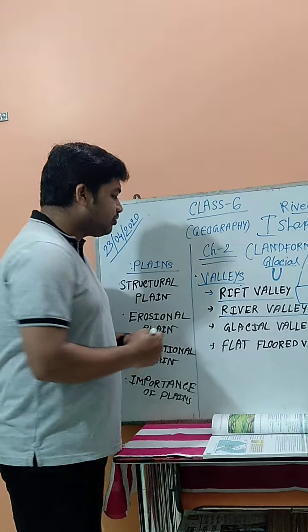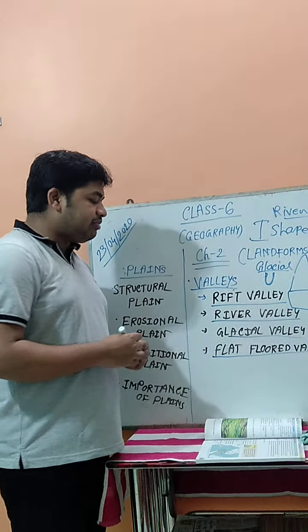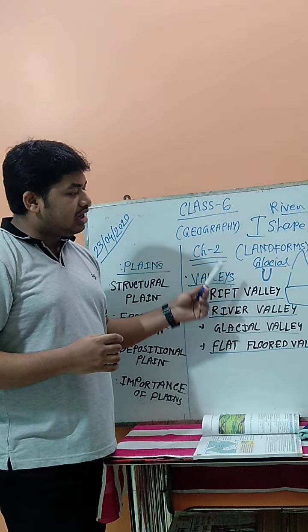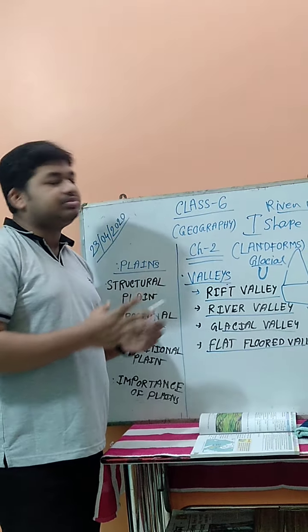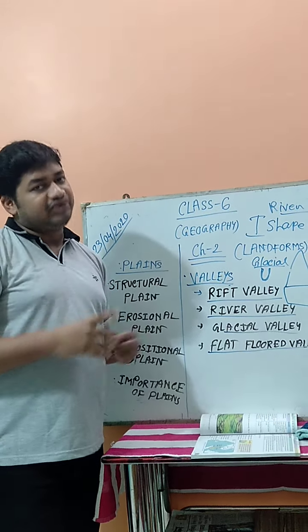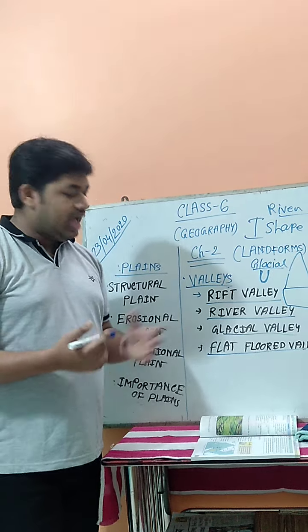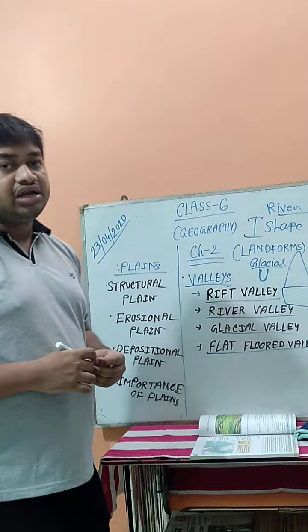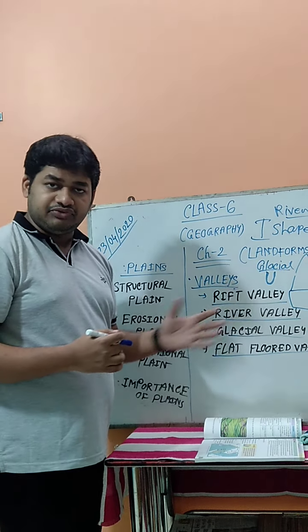Now the last one is the flat-floored valley. What is a flat-floored valley? This type of valley is formed mostly due to the river erosional process, but sometimes due to deposition, where the area became flat land. That is when this type of valley area is formed. An example of this valley is the Nile River Valley. So these are the different types of valley.